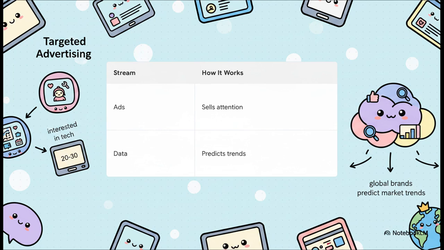Well, platforms don't usually sell your raw personal data, like your name or your home address. Instead, through targeted advertising, they sell highly targeted access to your attention. An advertiser can basically say, hey, show this ad only to people aged 20 to 30 living in Algiers who are interested in tech, and the platform delivers them exactly to your screen. On top of that, through data analytics, they aggregate all those clicks and likes into massive consumer behavior patterns, and that helps global brands accurately predict market trends.